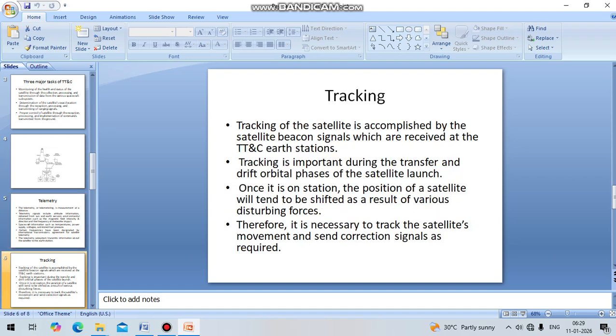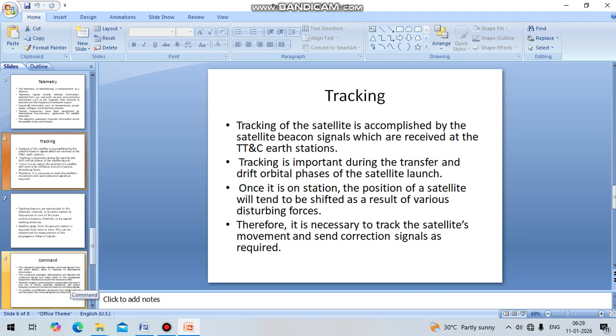The next topic is tracking. Tracking of satellites is achieved by sending beacon signals. The tracking is very important during the transfer and drift orbital phase of the satellite launch. Once it is on station, the position of the satellite will tend to shift as a result of various disturbance forces. Therefore, satellite tracking is essential in order to maintain the satellite in its correct orbital position.